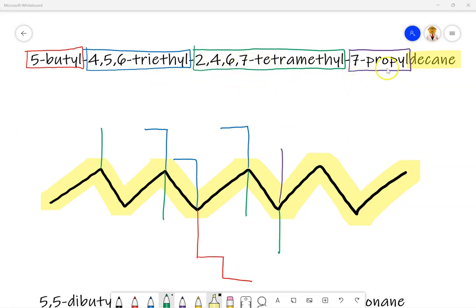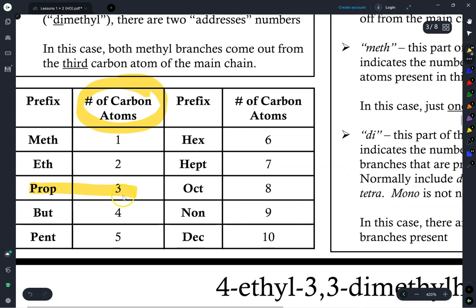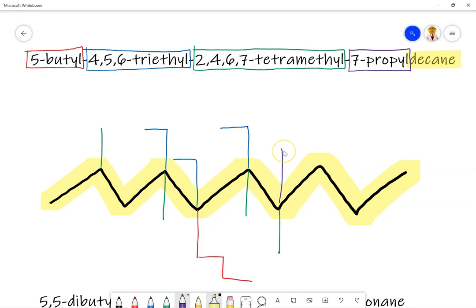Our last branch is a propyl, and the prefix says that there are 3 carbons in this branch. So 1, 2, 3. Propyl branch. And there you have it. 5-butyl with 4 carbons. 4, 5, 6 triethyl, so 3 of these ethyl branches. 2, 4, 6, 7 tetramethyl, so 4 of these methyl branches, and 1 of these propyl branches located here. And then decane in our parent chain has 10 carbon atoms, all linked together with single bonds.